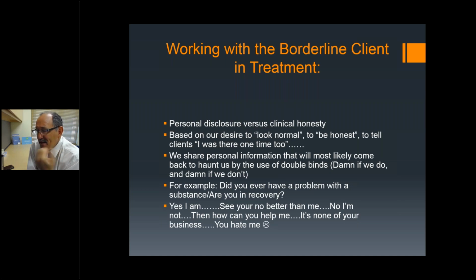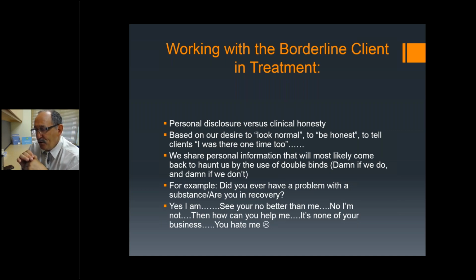So we have a desire to look normal, to be honest, because of this fear, this power differential that clients sometimes put us on as therapists. And then we sometimes try to overcompensate and show that we're just as normal and just, maybe as messed up as they were or are sometimes. So a lot of therapists who work in addiction treatment are in recovery, and personal disclosure is extremely important. And I'm not here to argue whether that's appropriate, effective, or not.